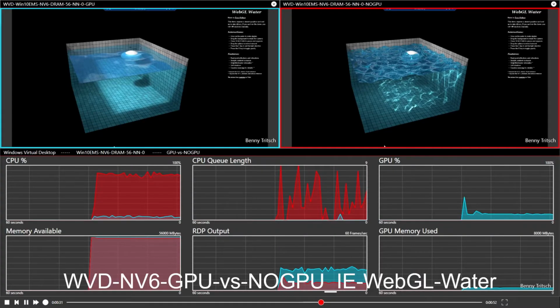On the left side, which is blue, we can see an NV6 VM where the NVIDIA M60 GPU is exposed to the user session by group policy. On the right side in red, we see the exact same VM, but the physical GPU is not available to the user session. So it falls back to soft GPU, where the CPU emulates the GPU. You can already see the different WebGL rendering results. The water on the left side is way more realistic than it is on the right side. But let's see everything in action.